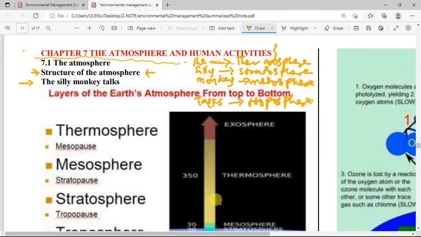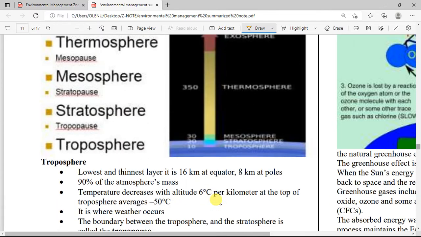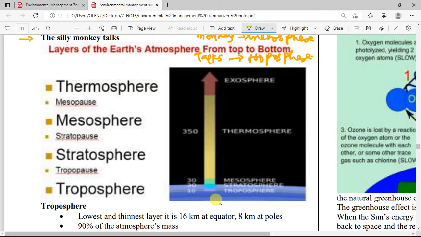Now, without wasting so much time, let's look at how these layers are arranged in relation to the distance from the Earth surface. If this is the Earth surface, which is majorly the crust, the atmosphere is surrounding the Earth's crust. So from the Earth crust up, before you move into space, there are different layers.